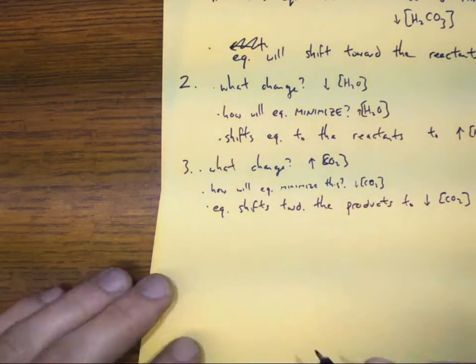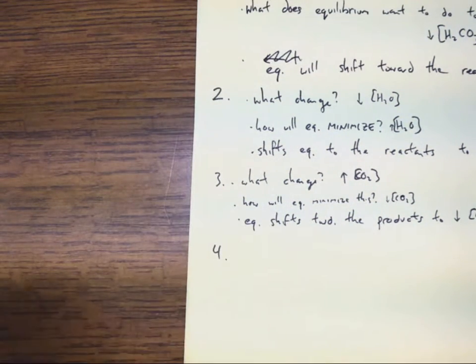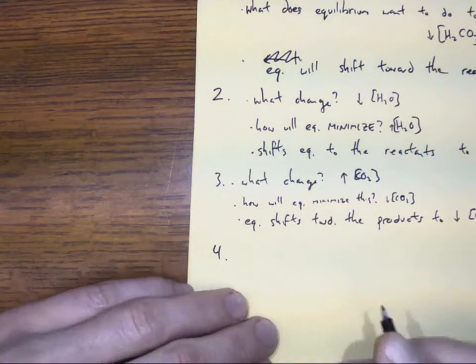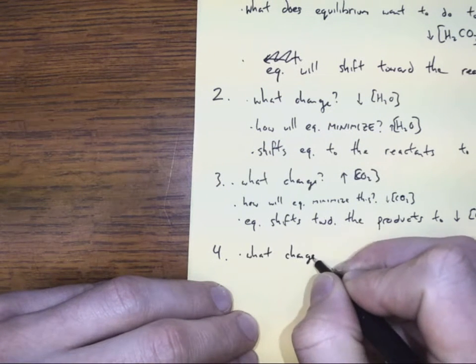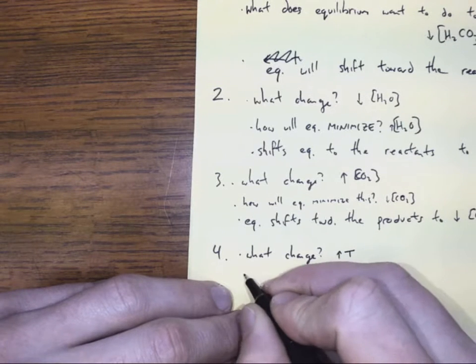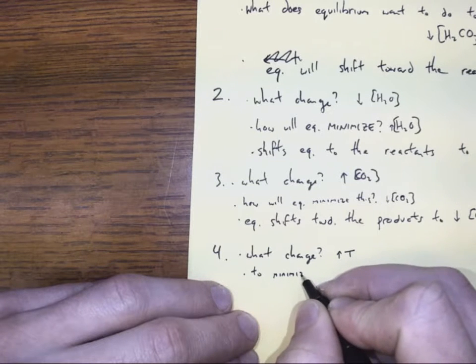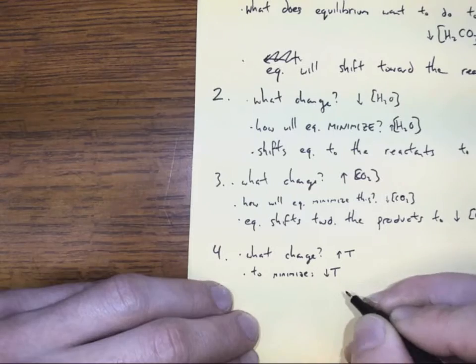All right, moving on. Look at question 4. Question 4 asks, well, what if we increase the temperature? All right, so what change is introduced? Well, we're going to increase the temperature. And so to minimize, by LCP, Le Chatelier's principle, is to decrease the temperature.